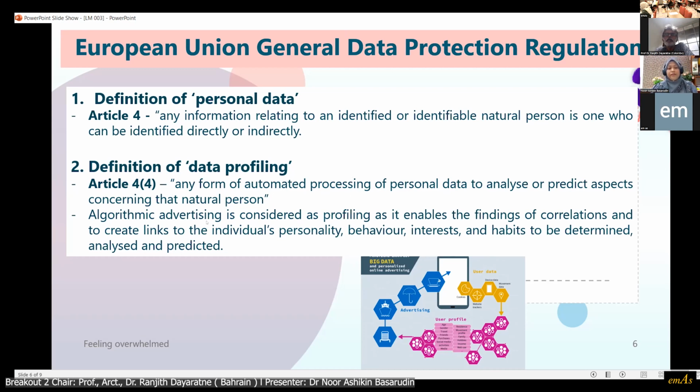Algorithmic advertising is considered profiling, as it enables the finding of correlations and the creation of links, so that individuals' personality, behavior, interests, and habits can be determined, analyzed, and predicted. So in other words, since we can identify the data processor and data controller, such as Google just now, as falling under the definition of data profiling, they should follow the GDPR.